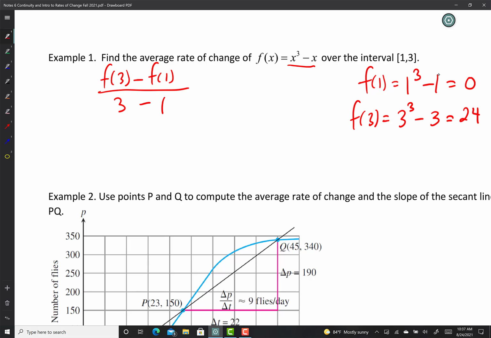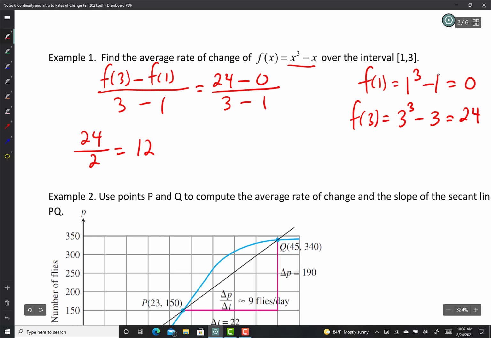All right. So I'm going to write 24 minus 0 over 3 minus 1. 24 divided by 2, so the average rate of change is 12, which is the slope of that secant line between 1 and 3. How does x cubed minus x look? You guys know how it looks? I know the cubic function, and then the x makes it more linear. Don't worry, we'll do a visual right now. Here's the visual on the next one. Are we okay so far, guys?